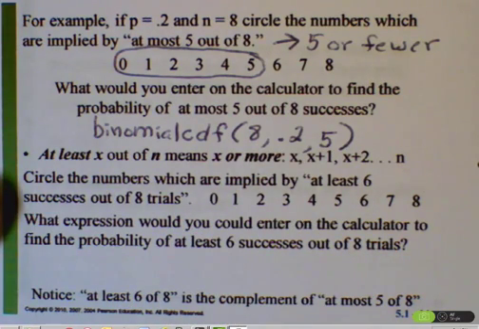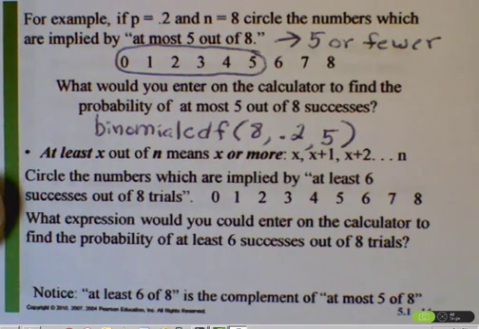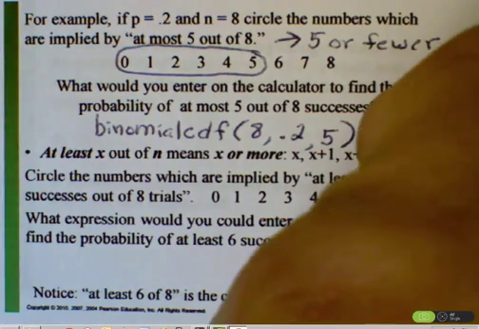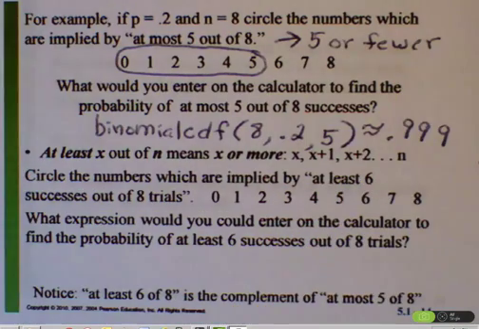So binomial CDF, eight, comma, 0.2, comma, 5 is about 0.999. That's the probability of 5 or fewer successes out of 8.